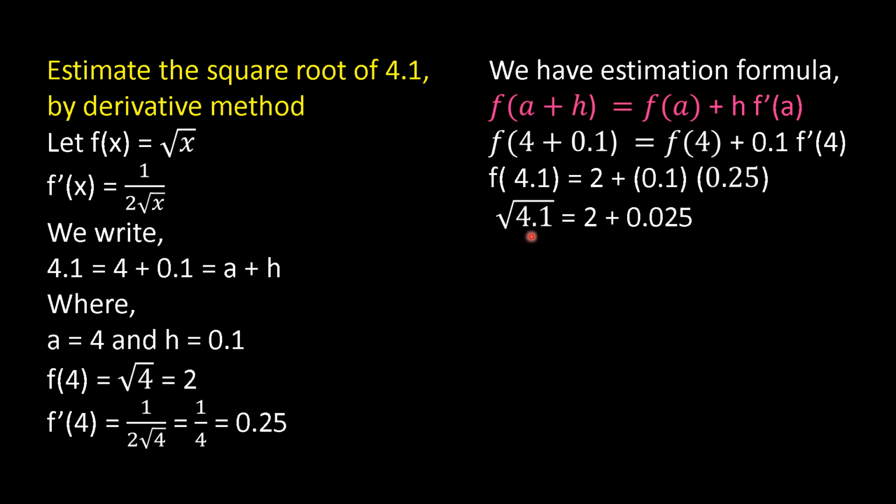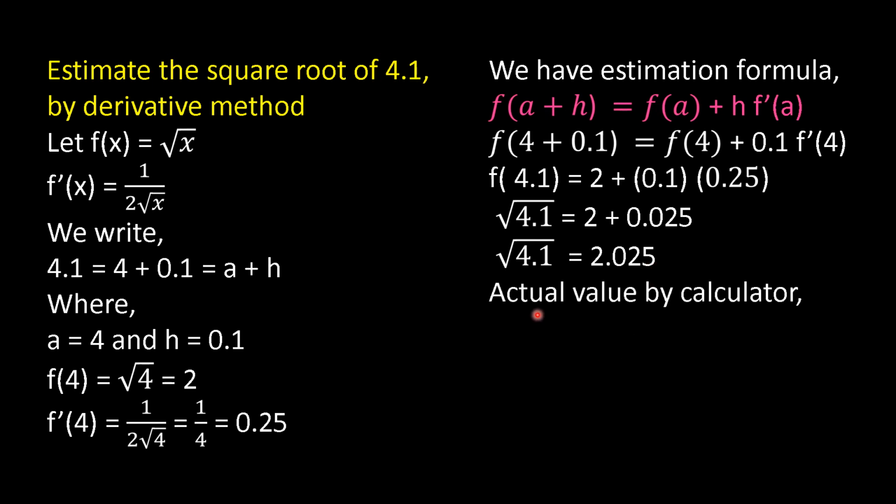So under root 4.1 will be 2 plus 0.1 multiplied by 0.25, which will be 0.025. So under root 4.1 will be 2.025, and the actual value by calculator will be under root 4.1 equals 2.0248, which is approximately equal to 2.025. Our approximation is very close to the actual value.